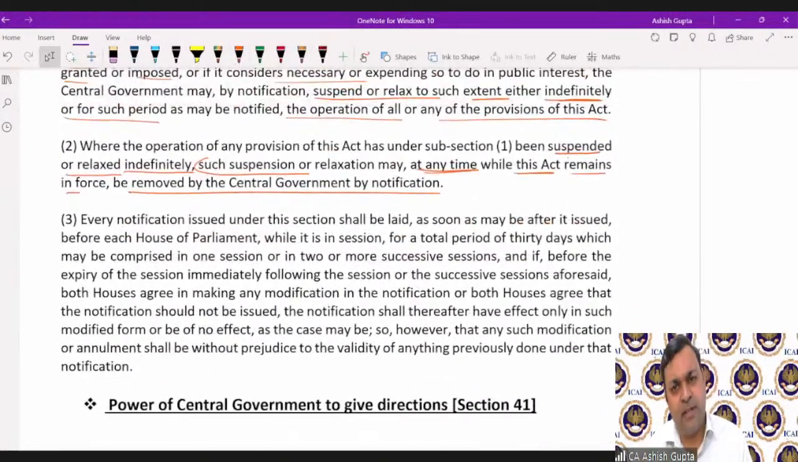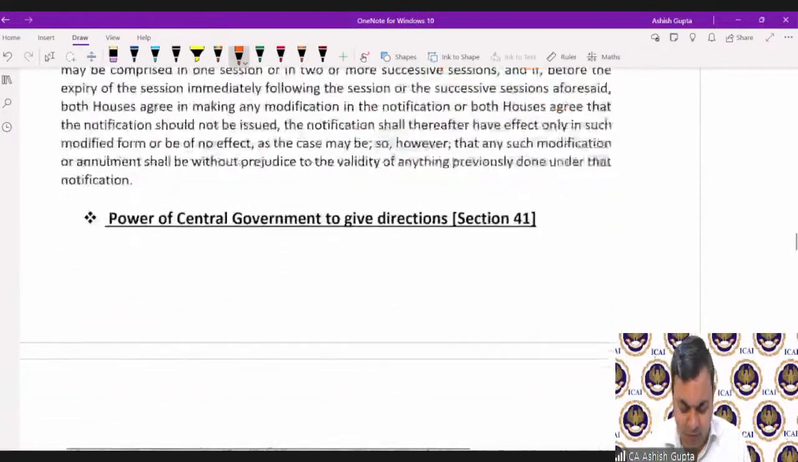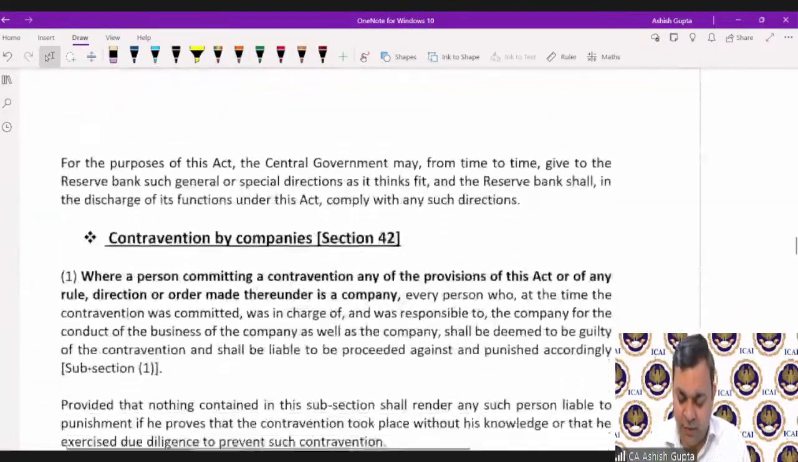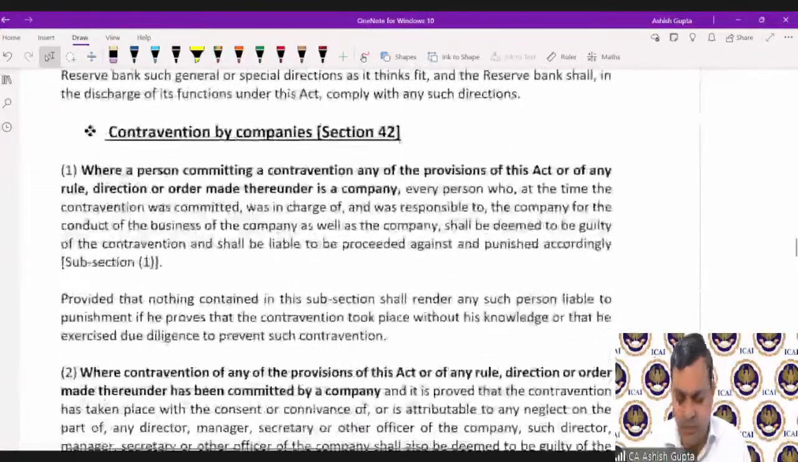And whatever suspension, whatever changes you are making, that should be approved by both Houses of Parliament within 30 days, whether Parliament is in session or not. Same provision as was applicable for the approval part. Power of the central government to give directions. Okay, section 41 is simple.